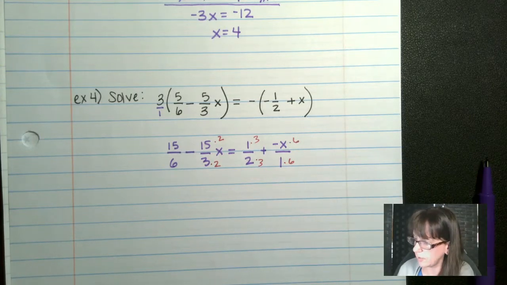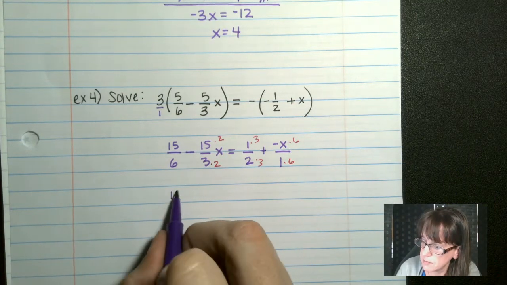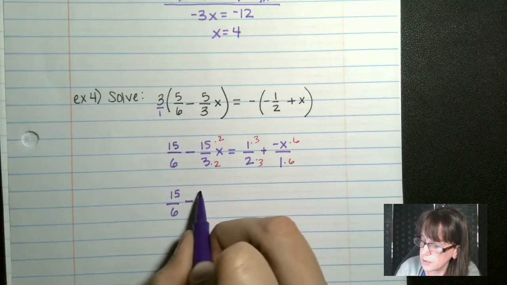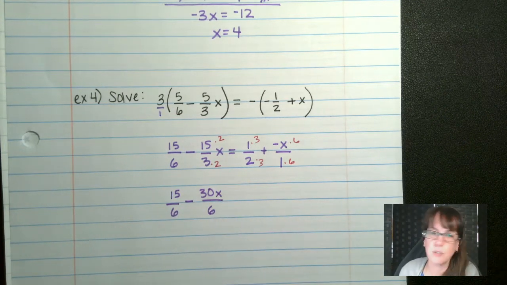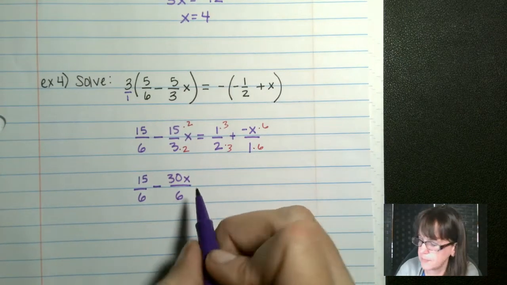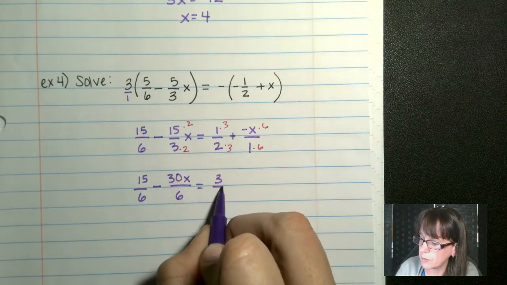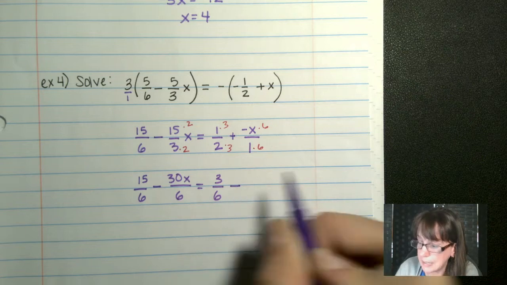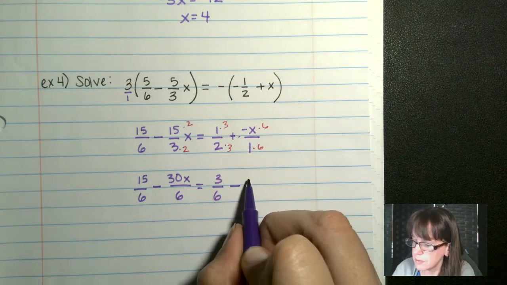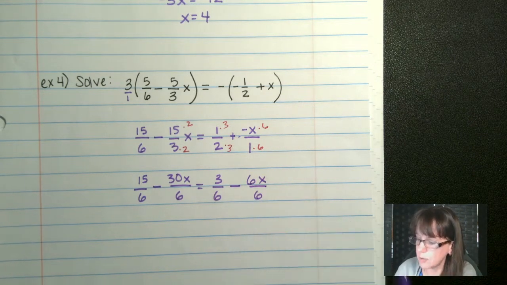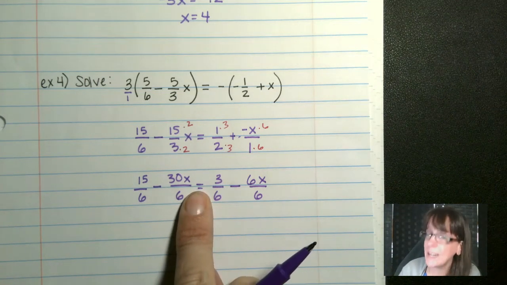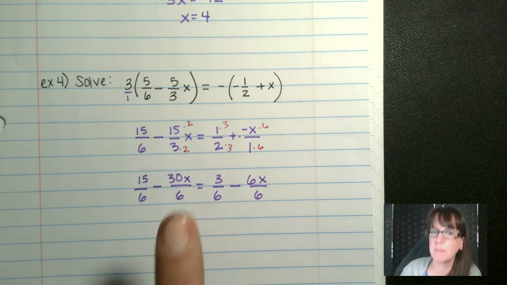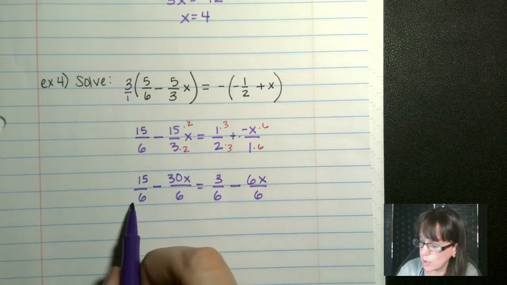So now here's what I've got. 15 over 6 minus 30x over 6. So that's what I'm saying. See how I moved it upstairs? That's totally fine. It doesn't have to stay in the middle. Equals 3 over 6 minus, instead of plus and negative, that was silly, 6x over 6. Now, do all of my chunks have the same common denominator? Yes. Do I have an equal sign, meaning this is an equation and not an expression? Yes. Then in that case, I can cross these out.